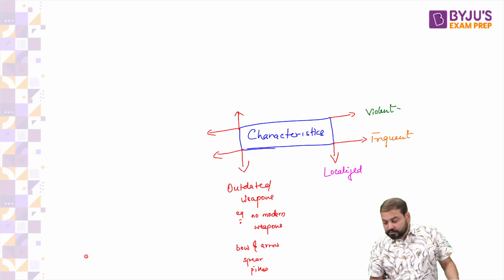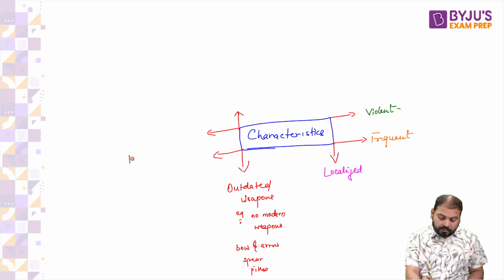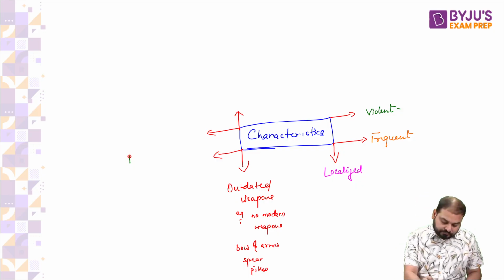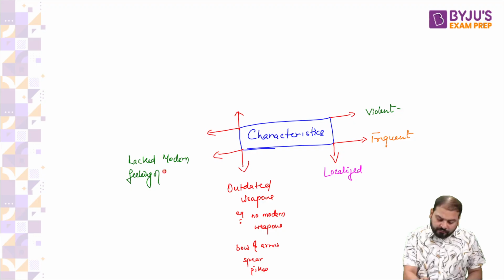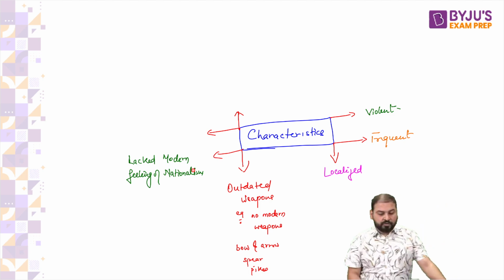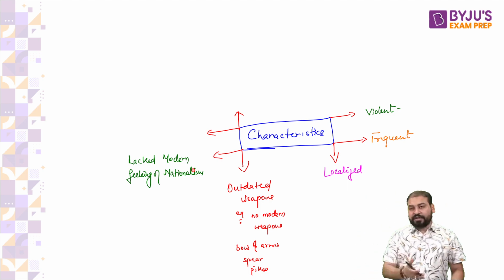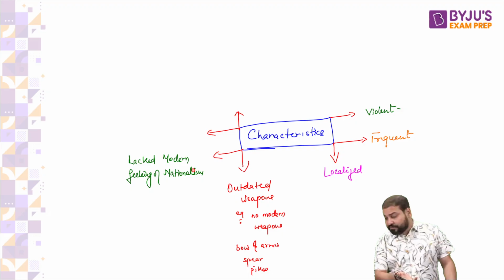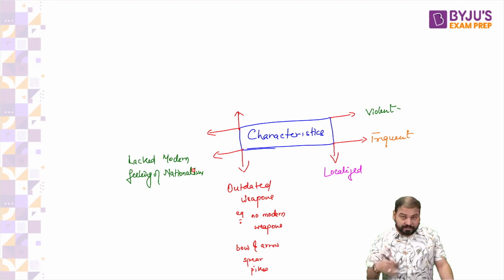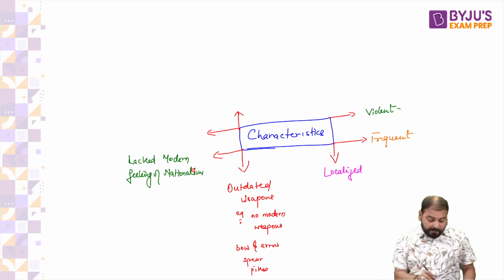Fifth, they lacked modern feeling of nationalism. All of you, is this clear? Yesterday in 1857 also we have studied it. So nothing new here. They are not fighting for the country as such. That modern feeling of nationalism is absent.